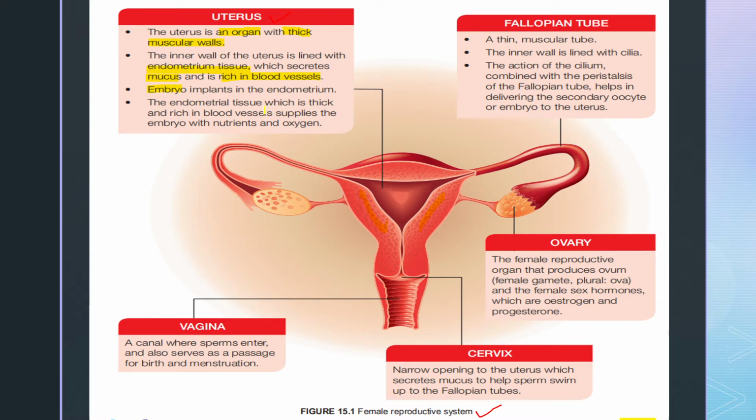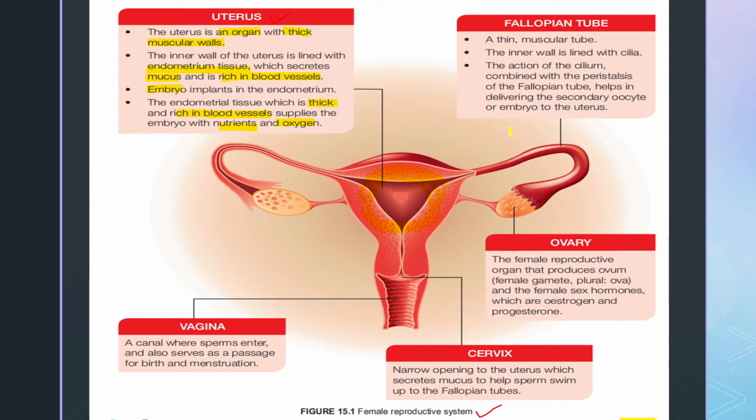And because this endometrial tissue is thick and rich with blood vessels, it is going to supply the embryo with nutrients and oxygen. Hence, the uterus is the place where the embryo or the fetus develops.